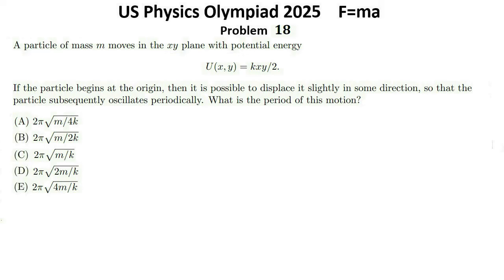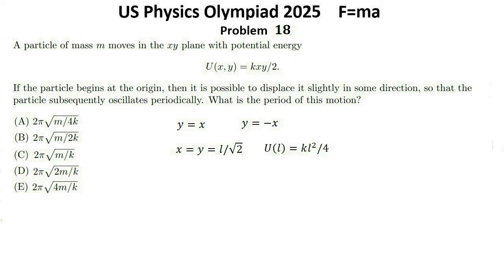Solution to problem 18. The potential function has a saddle shape, and the direction that allows simple harmonic motion is the displacement along the line y equals x. All other directions cause the particle to deflect toward the line y equals negative x. Suppose the particle is displaced a distance L along this line. Then x equals y equals L divided by the square root of 2.